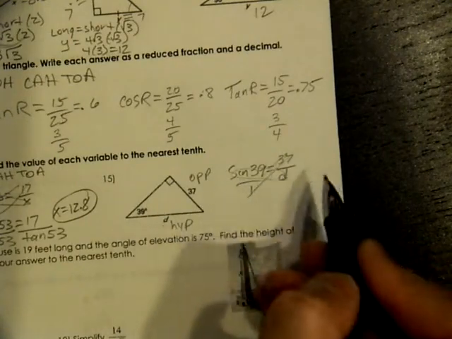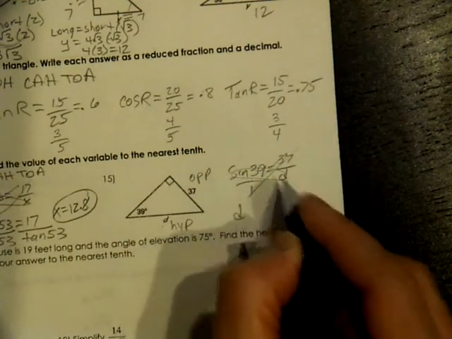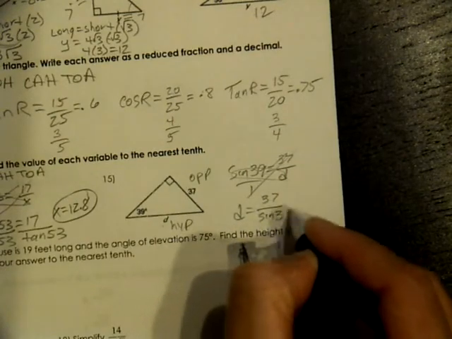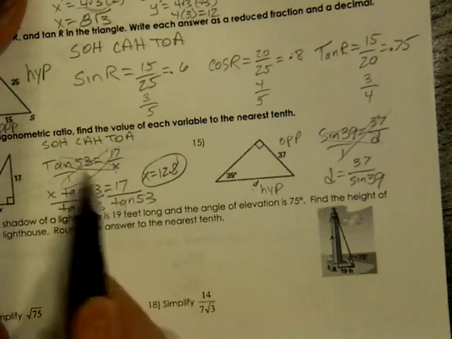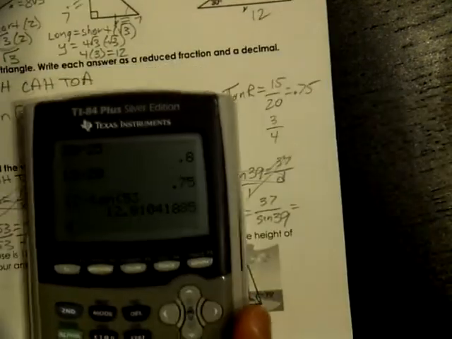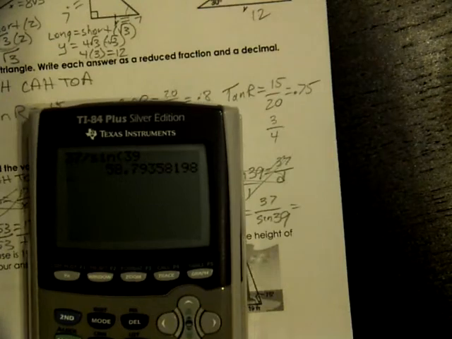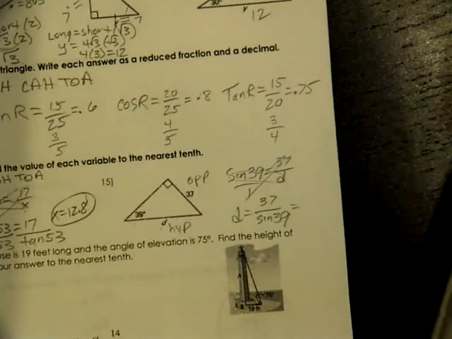Put it over 1, cross multiply. So that's going to be D, and we're going to switch those. We're going to divide, so that's going to be 37 divided by the sine of 39. Just like over here, we divide it, we switch those. We divide it by the tangent of 53. We have to divide by the sine of 39. 58.79.